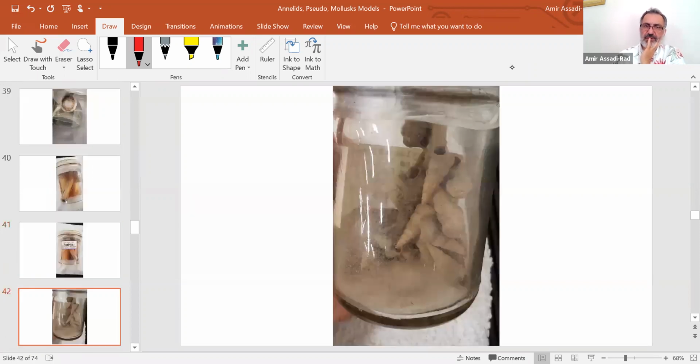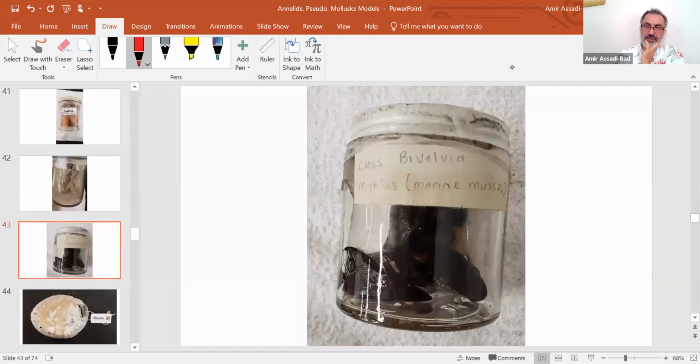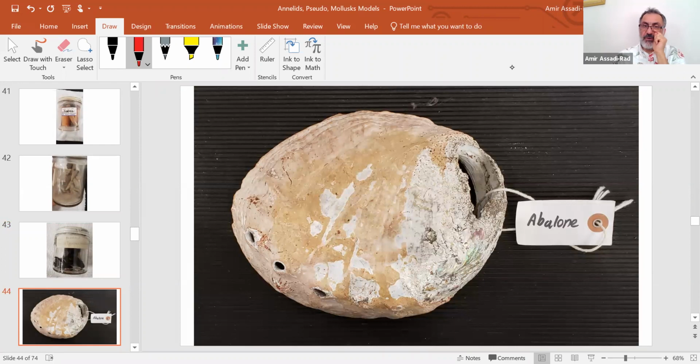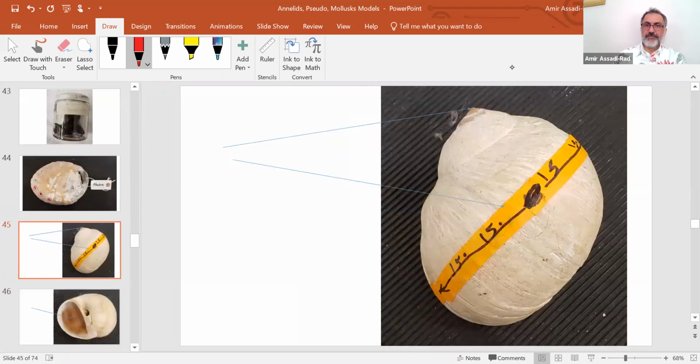This is a bivalvia. Okay, Gastropoda, abalone, which is class Gastropoda, common name abalone, and they have these holes in there for respiration and reproduction purposes. Okay, so the yellow tape is going around a whorl. This is the apex of the animal, and this is Gastropoda.